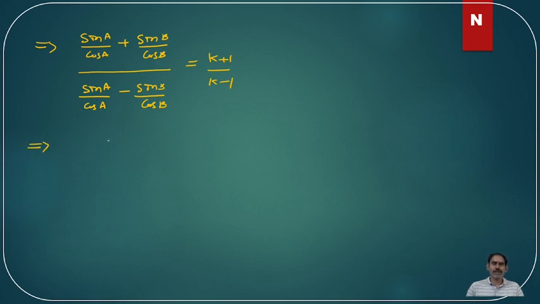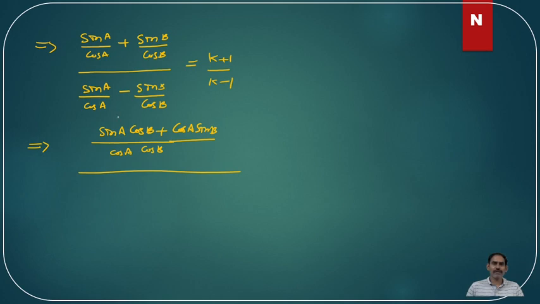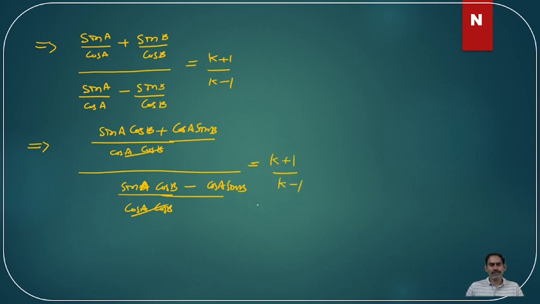Now take the LCM here. The numerator LCM is cos A cos B. So sin A cos B plus cos A sin B. In the denominator, the same LCM cos A cos B, sin A cos B minus cos A sin B. The cos A cos B LCM gets cancelled. This side is k plus 1 by k minus 1.